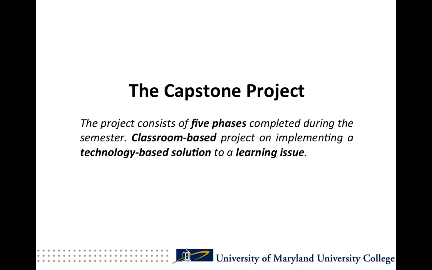So exactly what is a Capstone Project? It consists of 5 distinct phases. The project is carried out in a classroom, which is a K-12 learning environment that you have access to and permission to work in. You identify a learning issue that students in this environment are experiencing. You design a technology-based solution that is supported by research, and you implement this solution. You then evaluate how successful the solution was in helping the students overcome this learning issue.